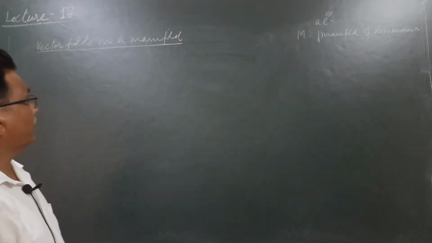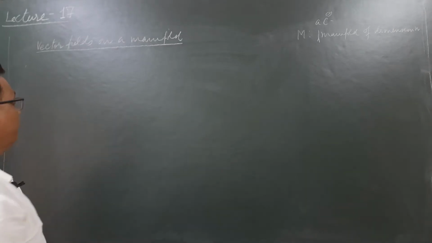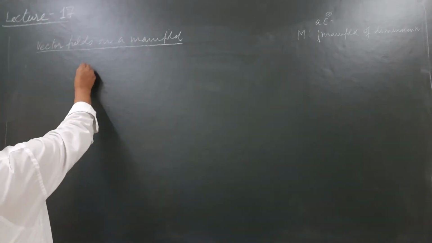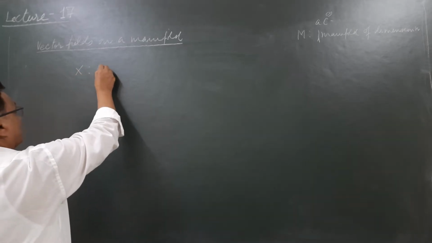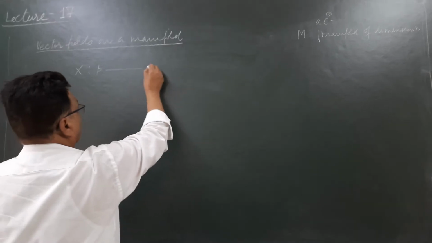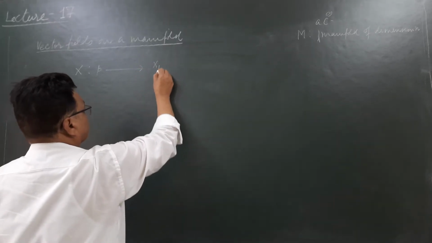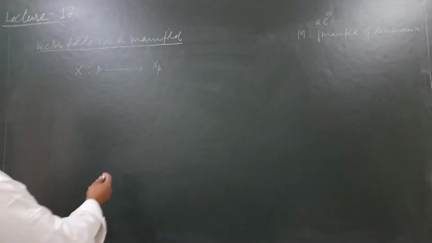So, we were talking about vector fields on M, and we defined them as maps which assign to each point P a tangent vector. Such an object is called a vector field. I discussed some examples also.